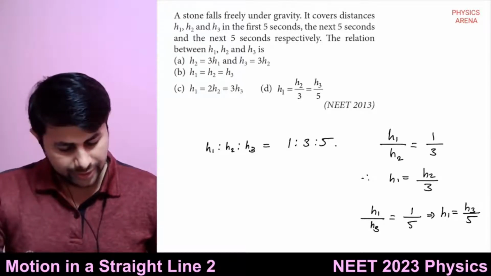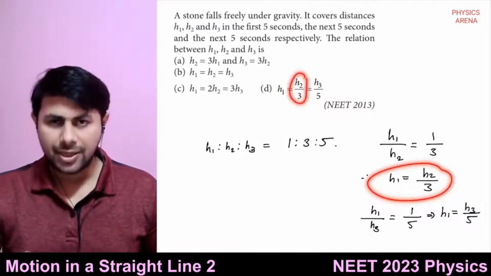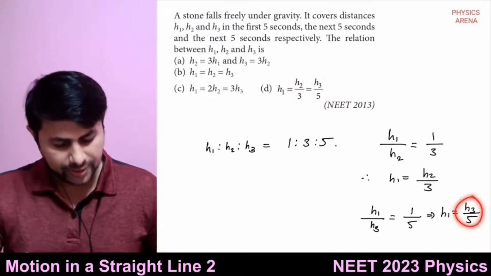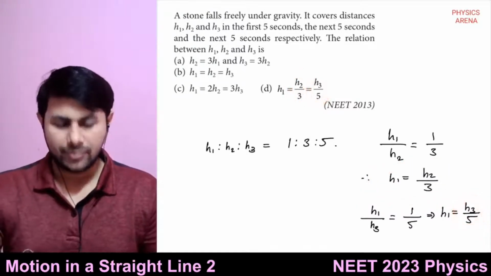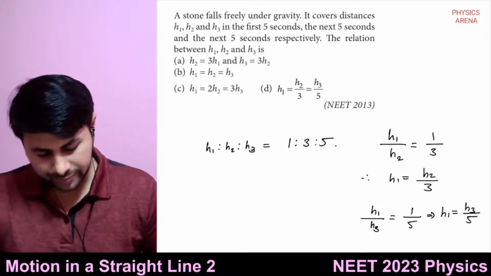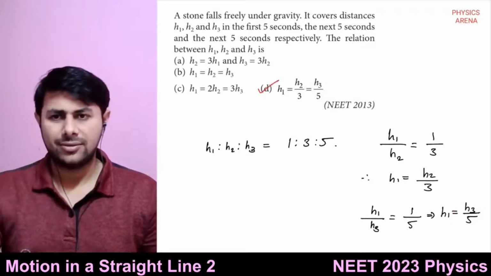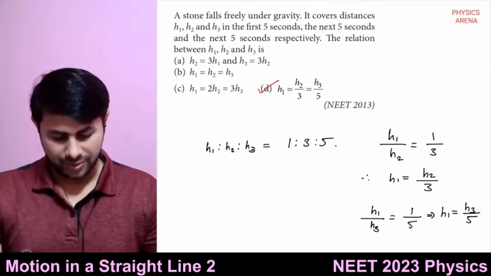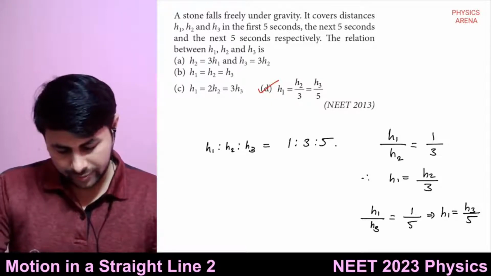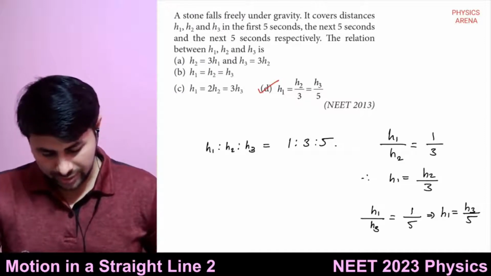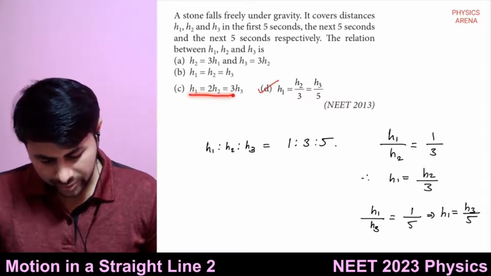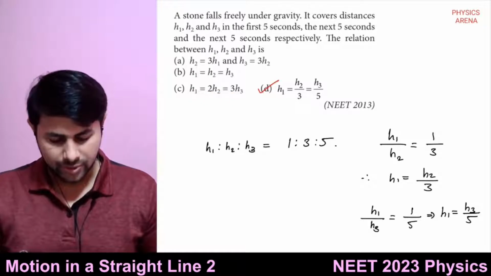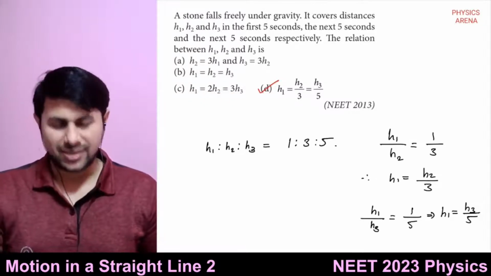Okay. So h1 is equal to h2 divided by 3, and it is h3 divided by 5. Simple. So this is the answer. Right? Yes, sir. Okay. So, see, you have 1, 2, 3. No other option makes any sense.